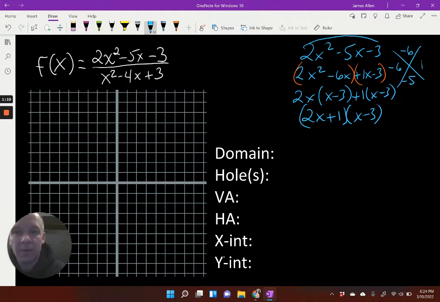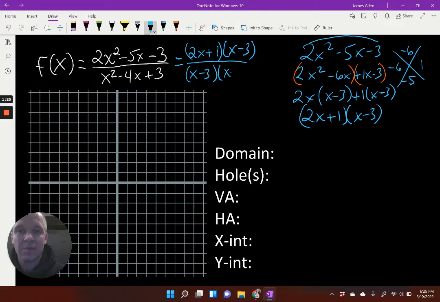All right. So we got 2x plus 1 and x minus 3 in my numerator. Good to go there. The denominator is going to factor into, well, it multiplies to 3 and adds to negative 4: x minus 3 and x minus 1. We are factored. We're ready to rock. We're going to get going on our domain. So let's do the domain now.